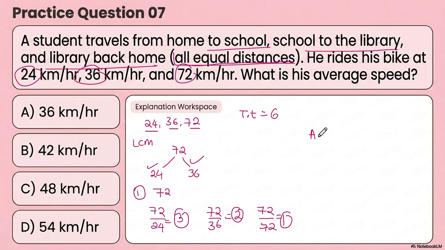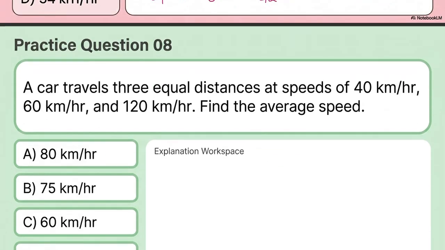Now apply the formula. Average speed is equal to 3 multiplied by LCM, which is 72, upon total time, which is 6. So cancel out 3 to the 6, and 72 upon 2, which is 36 km per hour. So the correct answer is option number A here. Look at the next problem.